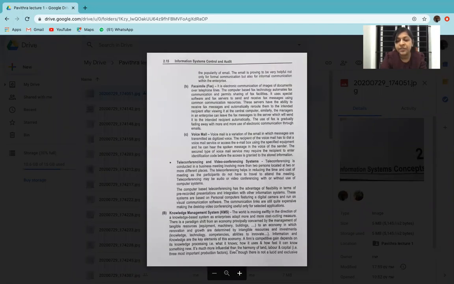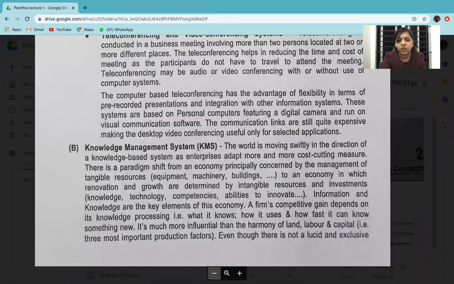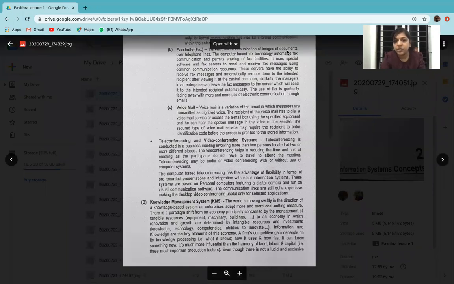And the next one is fax. Fax is also an electronic communication of images and documents over the telephone lines. This idea is slowly fading away. We can just have a read through it and we can easily knock it down.